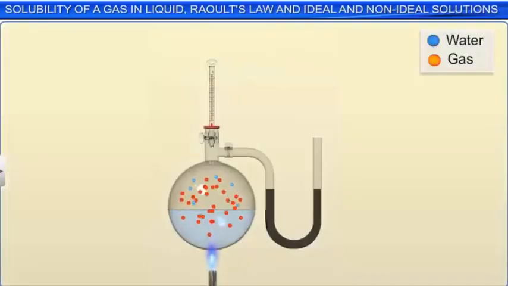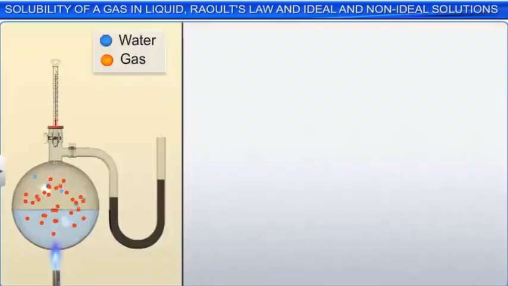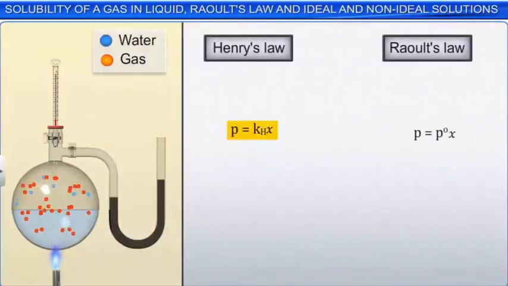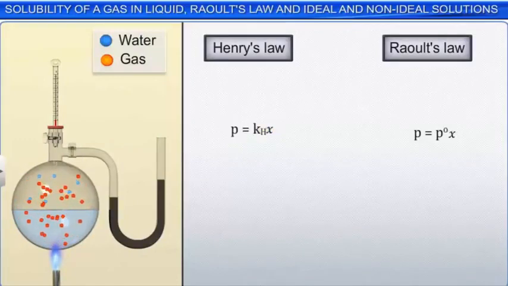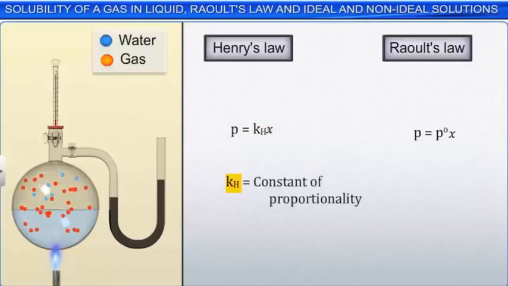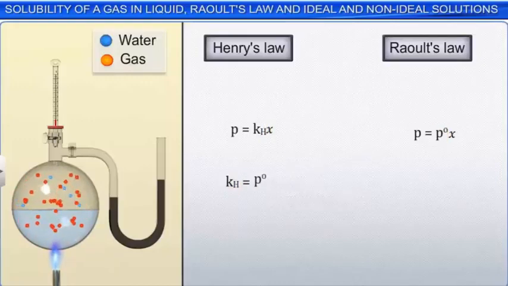Now, if one of the components in the binary solution is highly volatile, such that it exists as a gas, then, as you know, its solubility is given by Henry's law, P is equal to kH x. As can be seen from the equation, the partial pressure P of the highly volatile component or gas is directly proportional to the mole fraction x, and kH is the constant of proportionality, which can be equated to P naught. In other words, we can say that Raoult's law is a special case of Henry's law.